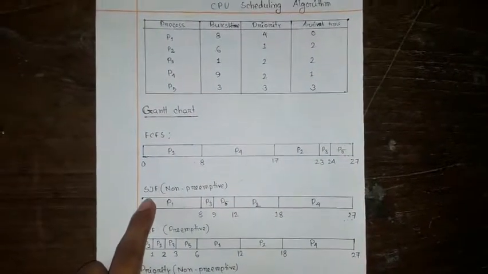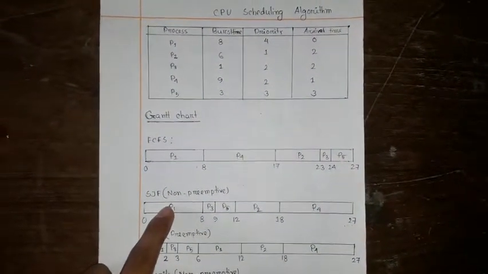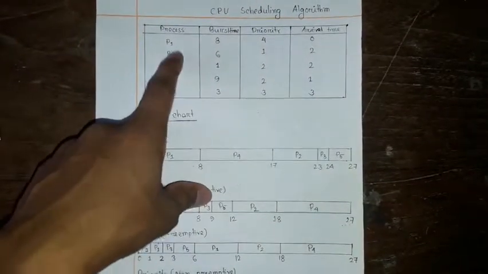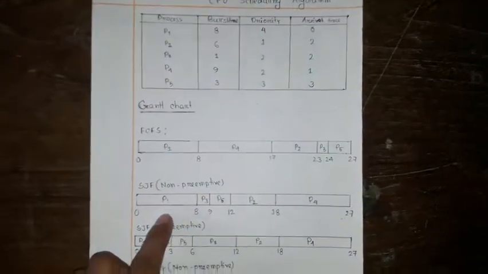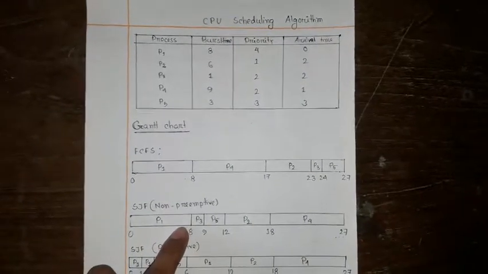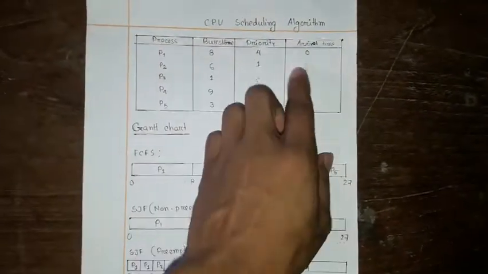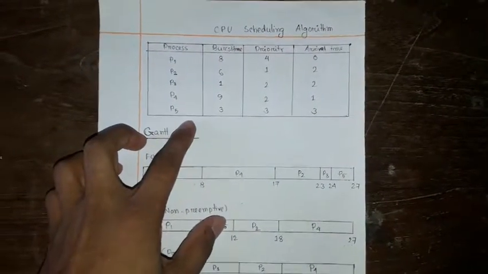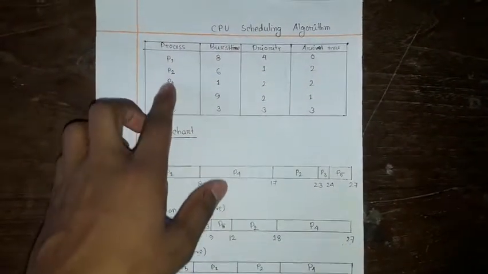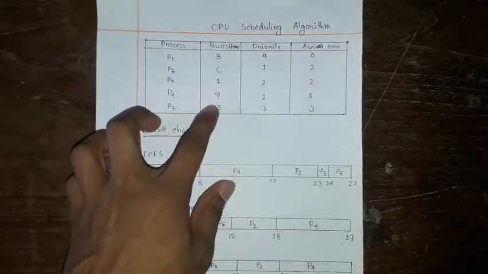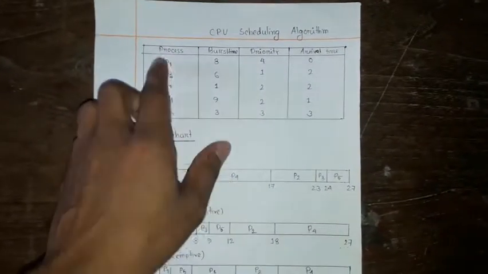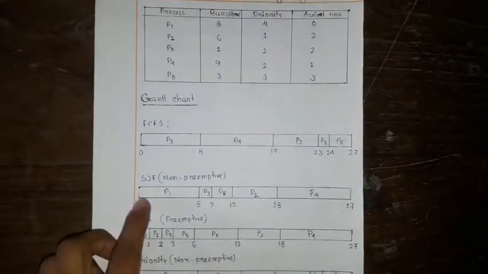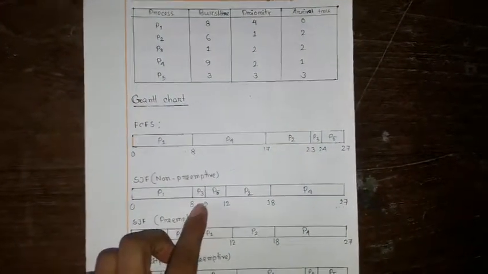Shortest job first CPU scheduling algorithm works on the smallest burst time of the processes. First of all, we will consider non-preemptive processes. At arrival time 0, process P1 comes into the system and no other process has come in the system. So we will consider only process P1. Its burst time is 8, so we will assign process P1 the 0 to 8 time interval.